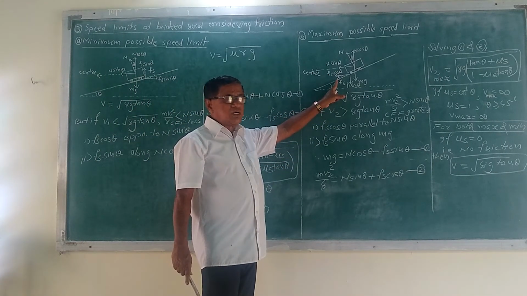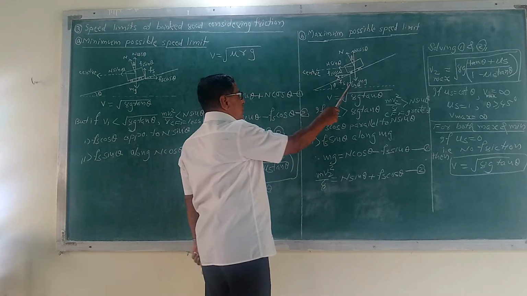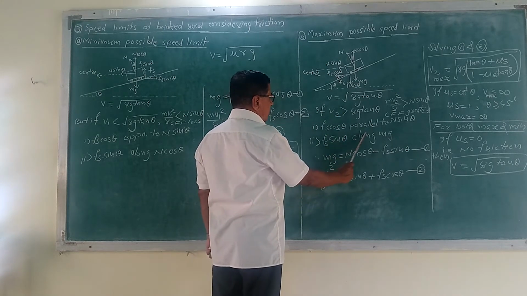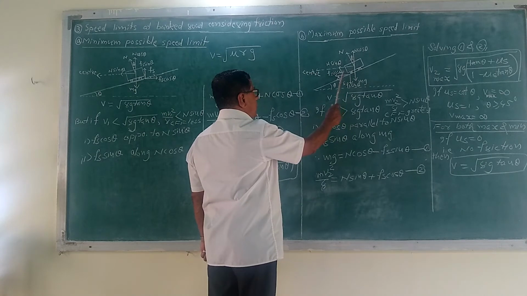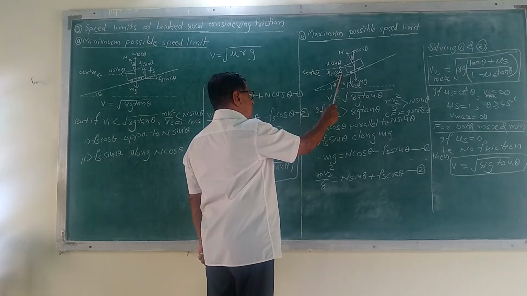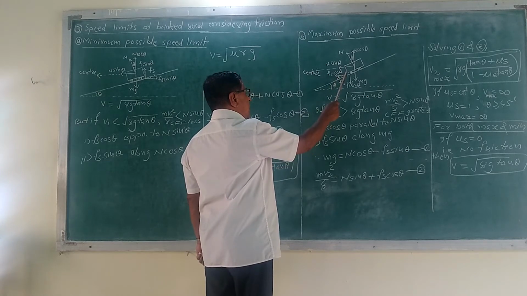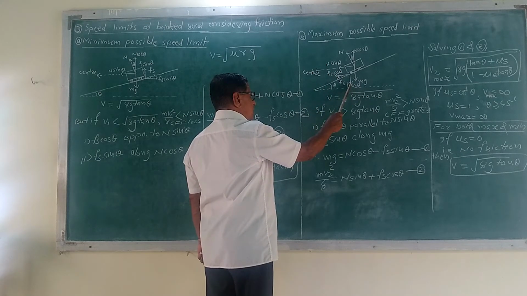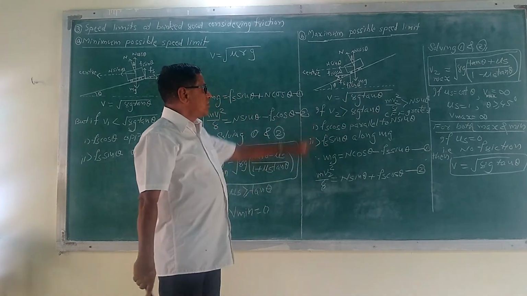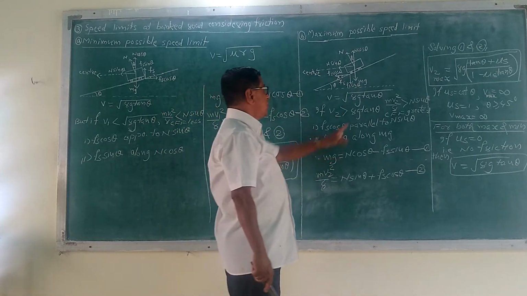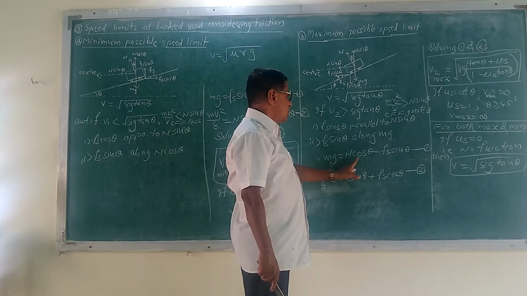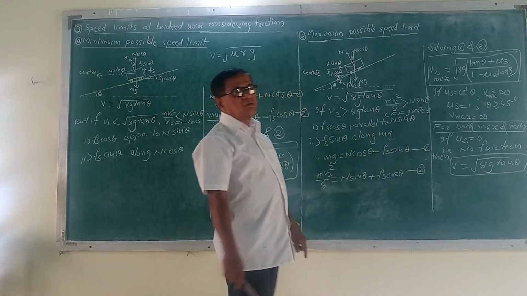This force of friction has two components. One is Fs sin theta, which is along mg. Second is Fs cos theta. This angle of banking is theta. Fs cos theta is along n sin theta, that is toward the center. They are in the same direction, and therefore the resultant force mg is equal to n cos theta minus Fs sin theta, that is equation number 1.